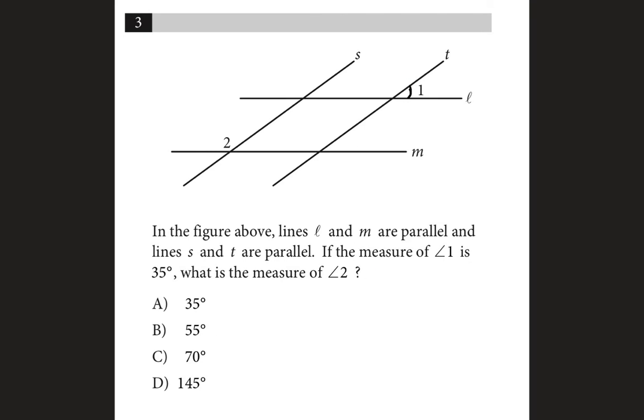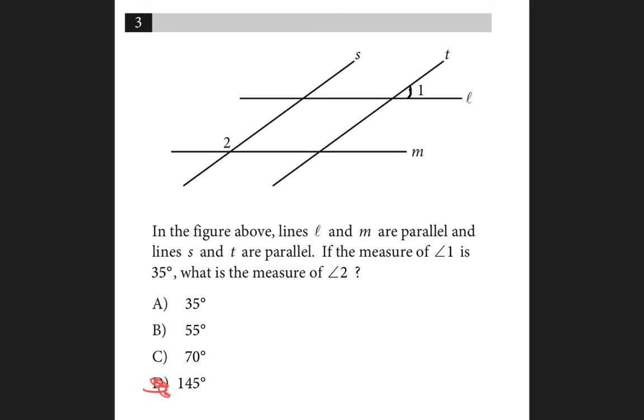All right. So it says, in the figure above, lines L and M are parallel and lines S and T are parallel. If the measure of angle 1 is 35, what is the measure of angle 2? All right. This is really easy because the answer is going to be 145. Let's go over why that is.